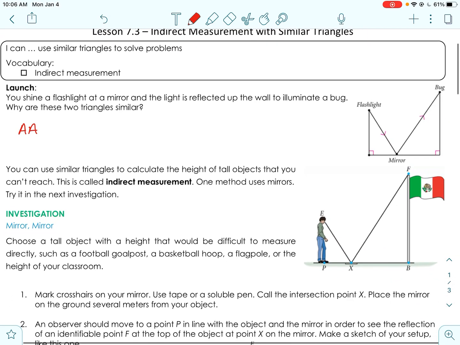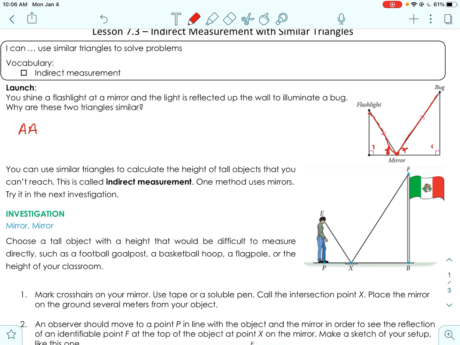So we see that both these triangles have a right angle. So there's one angle that's congruent. And then you have this flashlight that shines a light down here, so you have this incoming angle right here. And what we know is that the outgoing angle bouncing off the mirror is congruent to the incoming angle. So that gives us two angles.